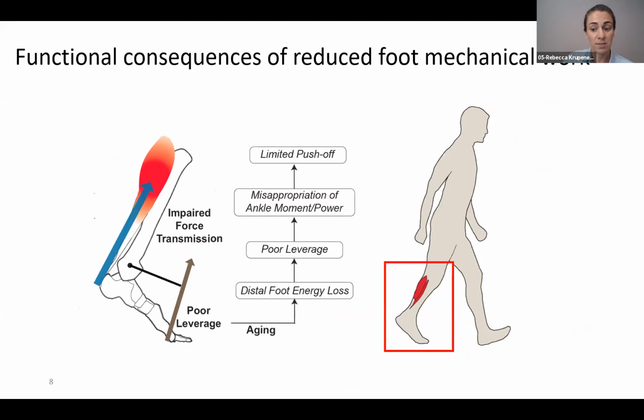We think that older adults have a reduced ability to actively regulate foot mechanical stiffness, which may ultimately contribute to the misappropriation of ankle power output and reduced push-off intensity in older adults. These preliminary findings may serve as a roadmap for developing future low-cost mobility interventions.